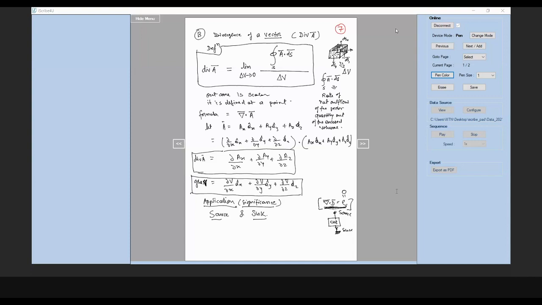So for any vector quantity or vector field for which divergence is non-zero, we immediately come to know that, oh great, this particular vector field can act as a source. Now if divergence of vector A is non-zero and is greater than 0, meaning positive, definitely it can act as a source.